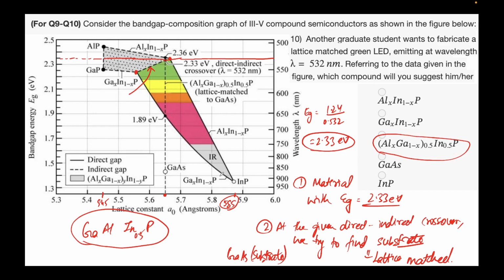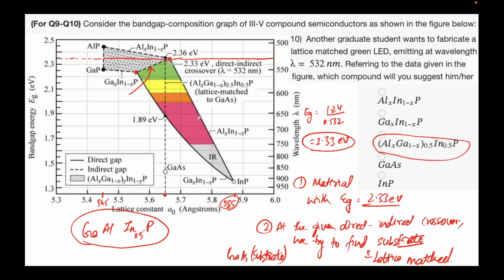The second thing that we found out is that it has to be lattice matched to some substrate. The substrates you can see are on the periphery, for instance, aluminium phosphide, gallium arsenide, indium phosphide, and so on. We just saw that in the question itself, it was very clearly written to us. It's lattice matched to gallium arsenide, and thus we choose this quaternary alloy. Quaternary stands for the four elements involved here: indium, phosphide, gallium, and aluminium.